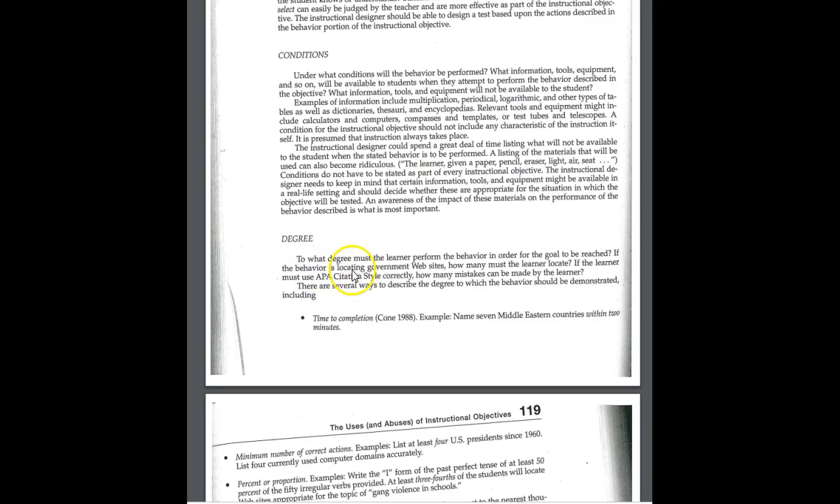So they're saying if the behavior is locating a government website, how many must the learner locate to know they've found enough? If they've found 4 .gov sites, is that enough? Or if they need to use APA citation style, how many mistakes can be made by the learner for you to say that they have met that goal?